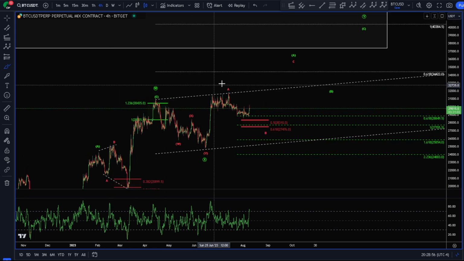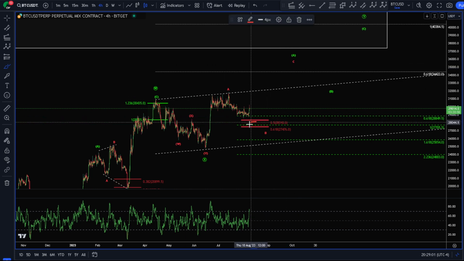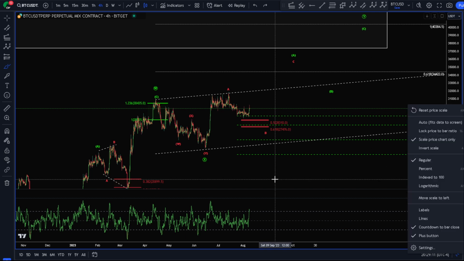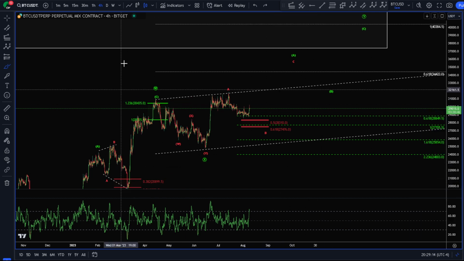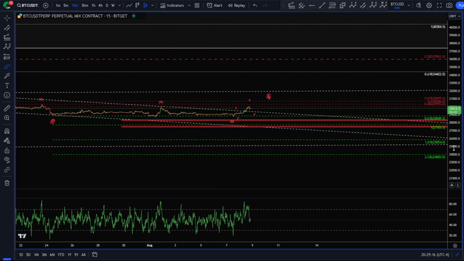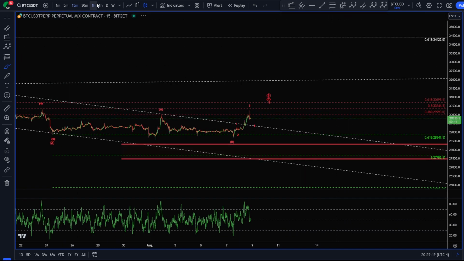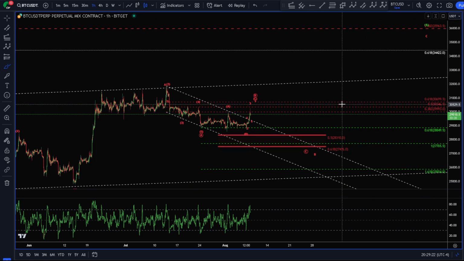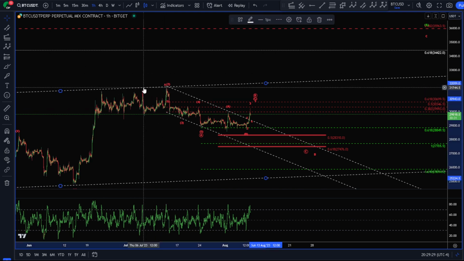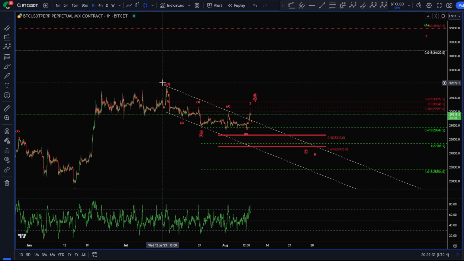Now I currently have us working on our B wave of our larger A, and the area of interest is right here between the 50 and the 618, the most common area, and it's between the 27.5 and 28.3. We'll stick to regular because we're going to go down to the 15 minutes. Stick to linear charts. And I'll show you my count I have here. I know there's many ways to count this.